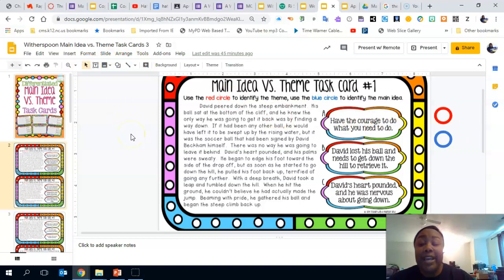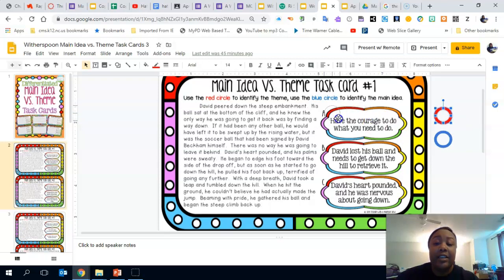Well, if I'm using my evidence from the text, I've learned that he did have courage. He didn't know he was afraid, because in the text it says here, there was no way he was going to leave it behind. It says he started to go down the hill. He pulled his foot back up, terrified of going any further. So that means here he was afraid. But my evidence says with a deep breath, he took the leap. So red is the theme. I'm going to say, have the courage to do what you need to do.